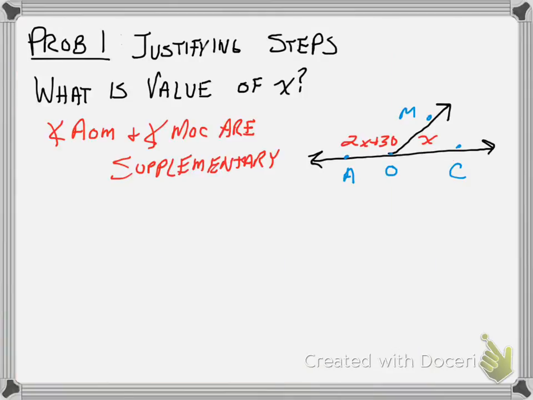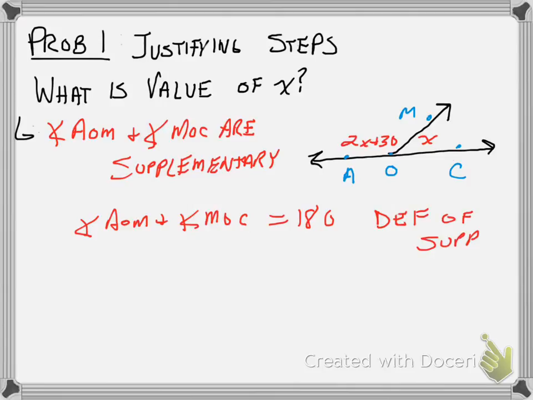Problem 1, justifying steps. What is the value of x? So we're going to solve for x here, but they want you to talk about why you're getting what you're getting. This is your given. Your given says that AOM and MOC are supplementary. Okay, well, what's that mean? That means that angle AOM plus angle MOC equals 180 degrees. Why? By definition of supplementary angles.